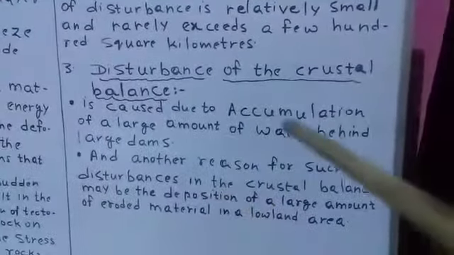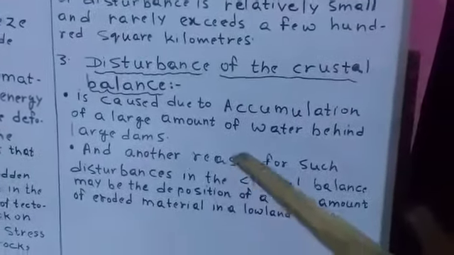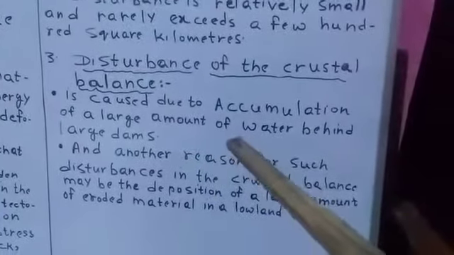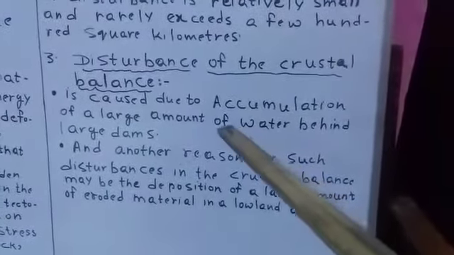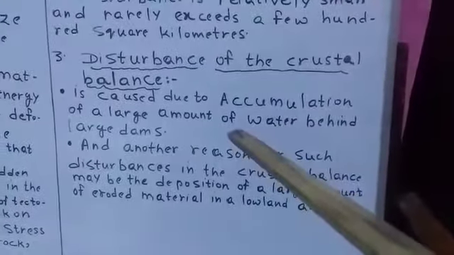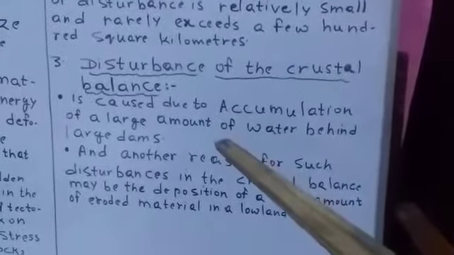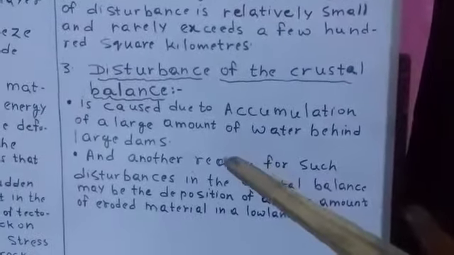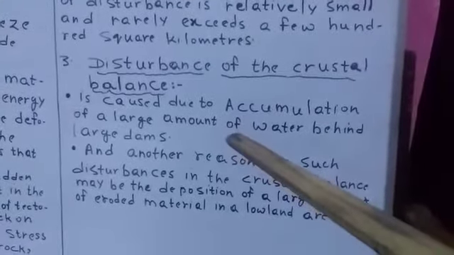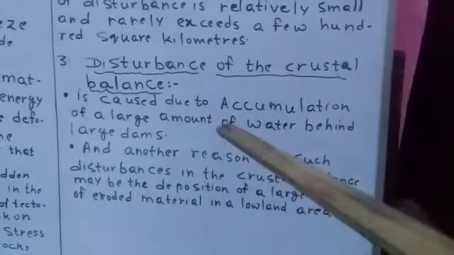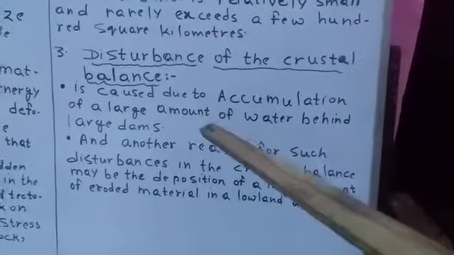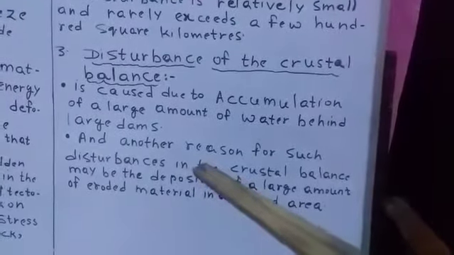Sometimes the crustal balance is disturbed through the accumulation of a large amount of water behind large dams. When dams are built across rivers, a large amount of water is stored behind them, and that accumulated water creates stress on the tectonic plates and accelerates their pace, and as a result an earthquake is caused.